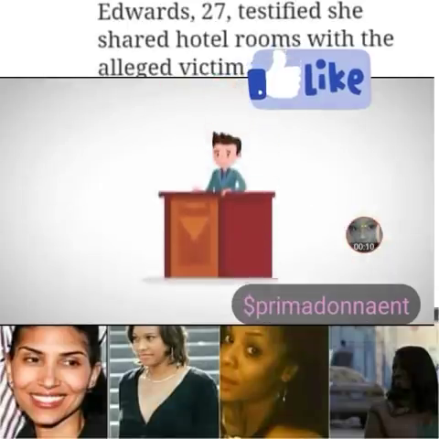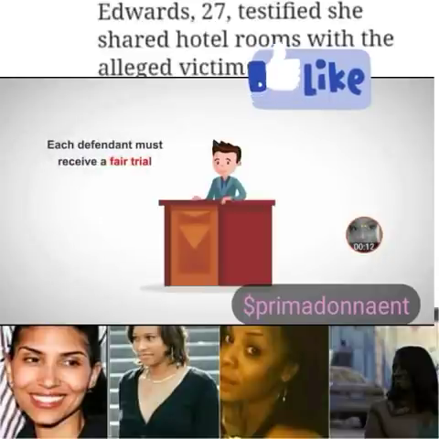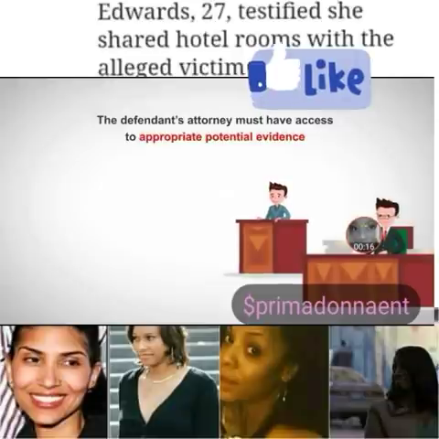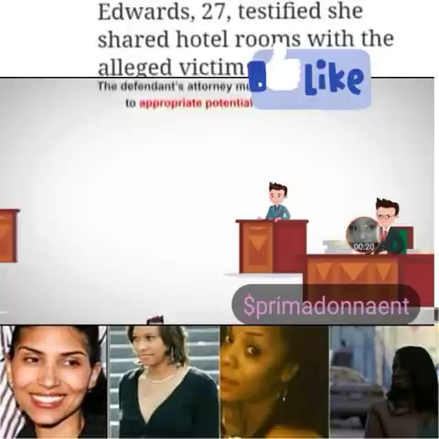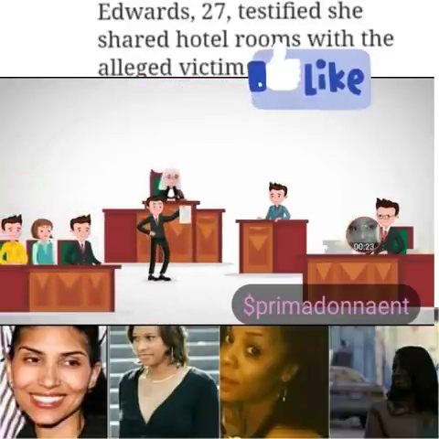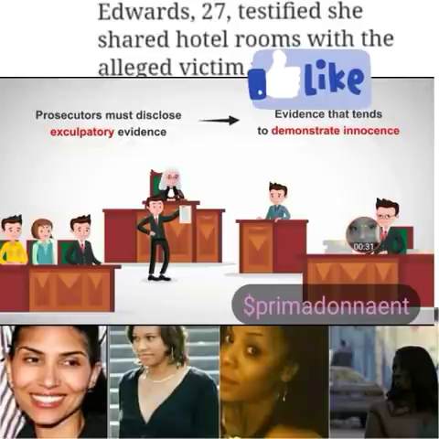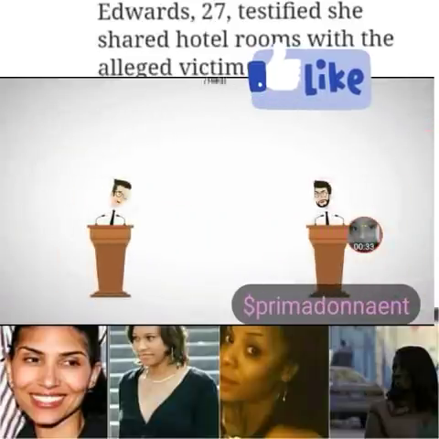Nature of our criminal justice system that each defendant must receive a fair trial. For that to happen, the defendant's attorney must have access to appropriate potential evidence. To ensure this right, the United States Supreme Court has ruled that prosecutors must disclose exculpatory evidence, which means evidence that tends to demonstrate innocence.